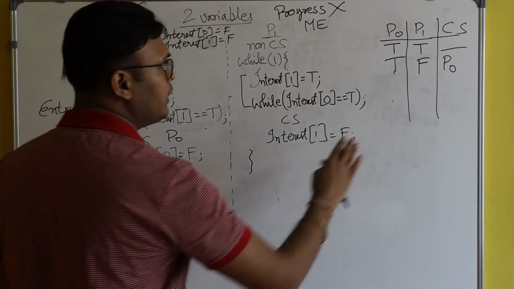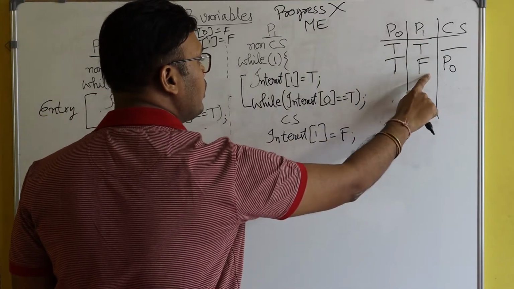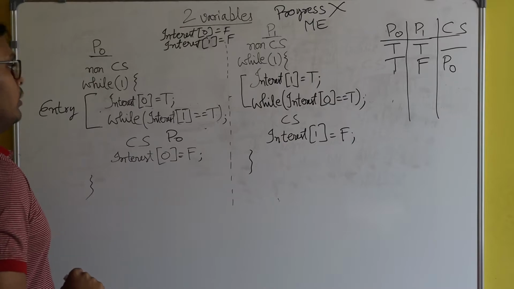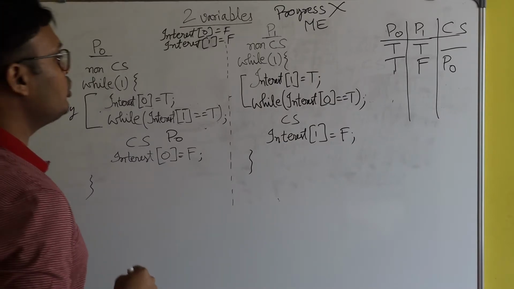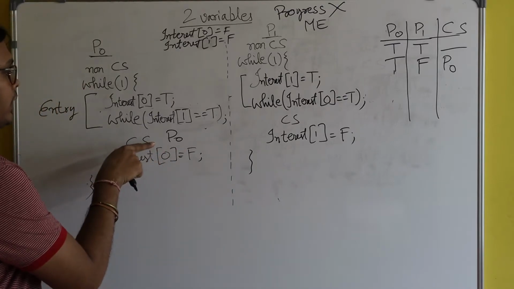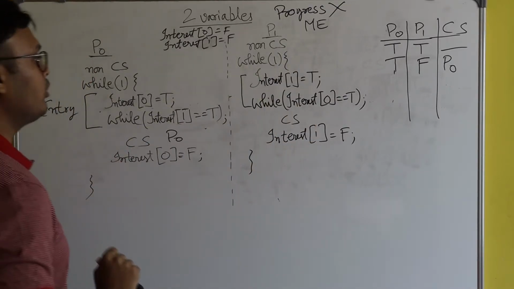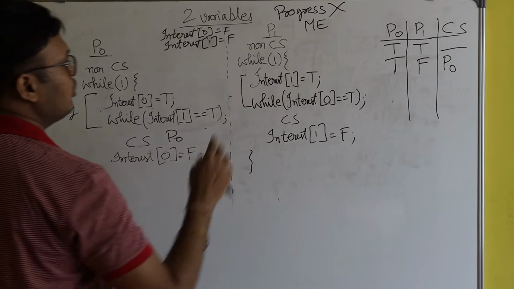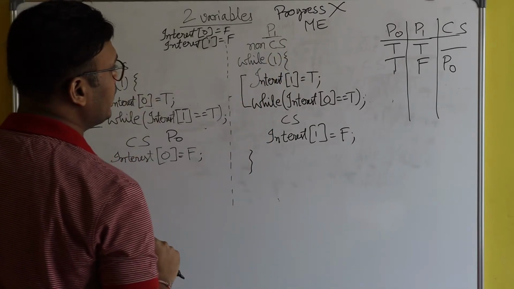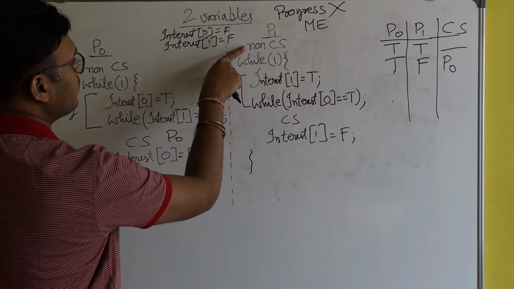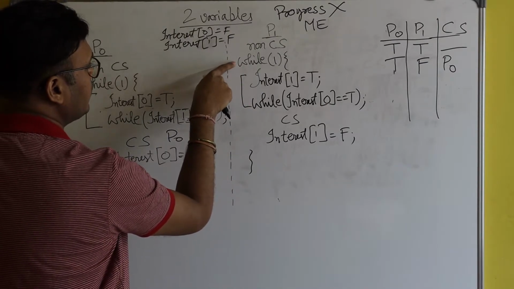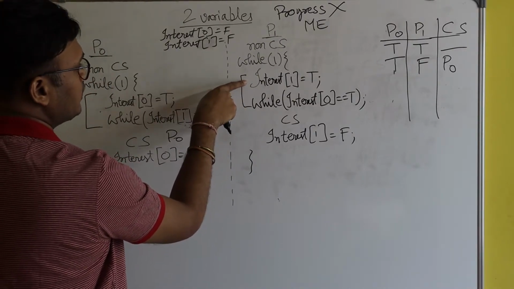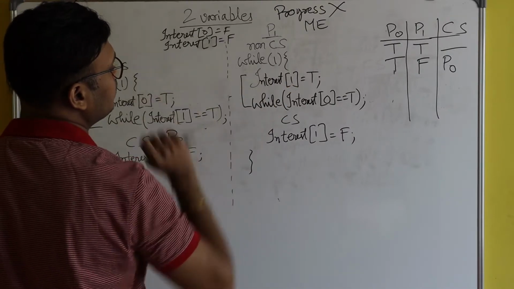Not only that, when P0 is interested and P1 is not interested, then only P0 can enter inside the critical section. And let's see whether there is mutual exclusion or not, whether when P0 is inside the critical section, P1 can enter inside the critical section or not. Let's see. Now suppose at this point the CPU is given to process P1. So process P1 wants to enter inside the critical section. So you see process P1 will run this code. After that process P1 will execute this line, interest of 1 is equal to true.